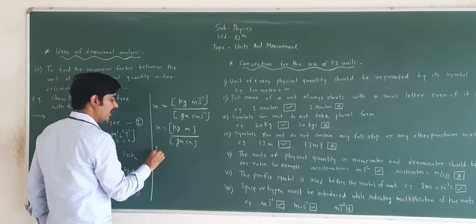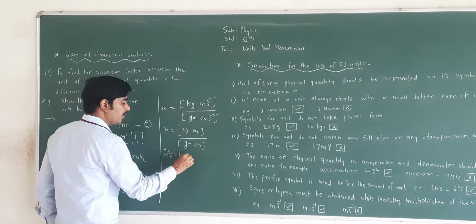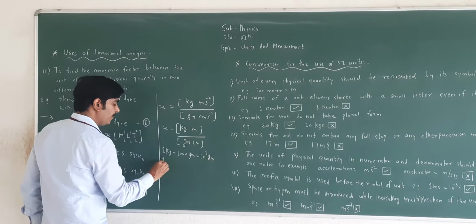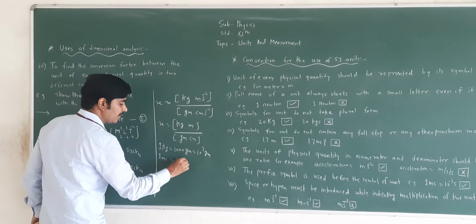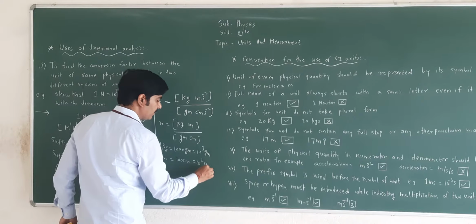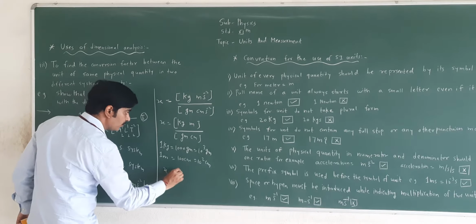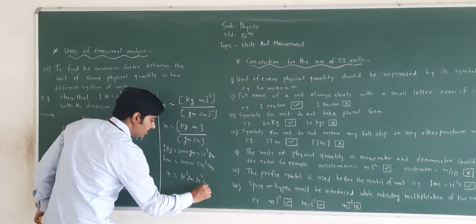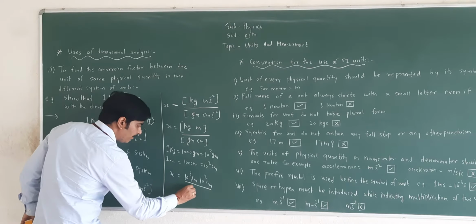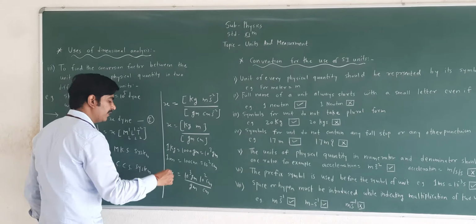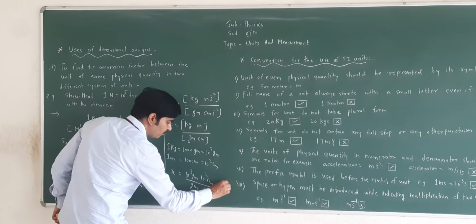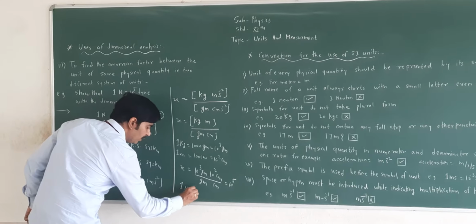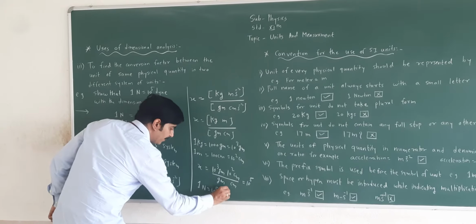So 1 kg is equal to 1000 gram, that is 10 raised to 3 gram, and 1 meter is equal to 100 centimeter, that is 10 raised to 2 centimeter. So use these values here. So x is equal to 10 raised to 3 gram, 10 raised to 2 centimeter upon gram and centimeter. That will be cancelled there, and finally we are getting 10 raised to 5. So use this value in equation number 1. So we can write 1 Newton is equal to 10 raised to 5 dyne.